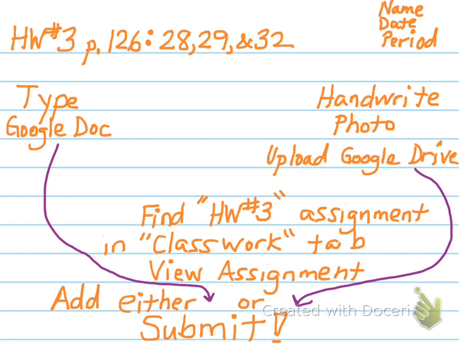So homework number 3 is on page 126. You're going to answer questions 28, 29, and 32.